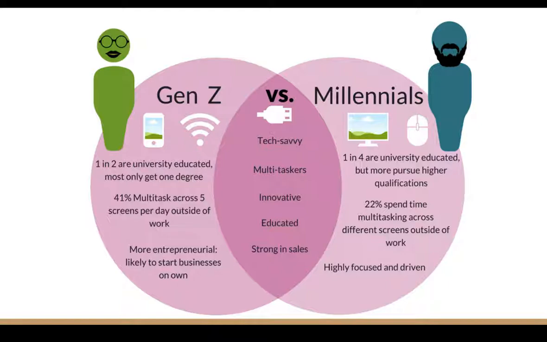In Gen Z, 41% multitask across 5 screens per day outside of work. And then Millennials is a lot smaller. 22% of them spend their time multitasking across different screens outside of work. So Generation Z are very good at multitasking, the high energy of screen time, and being able to do more than one thing at a time. They're able to listen to someone talking while they're spending time on their phone. So they're very good at multitasking.